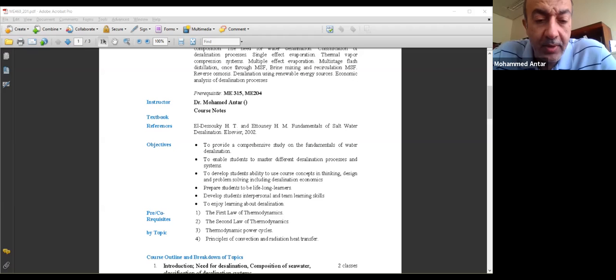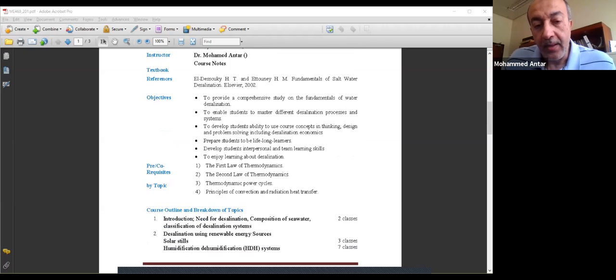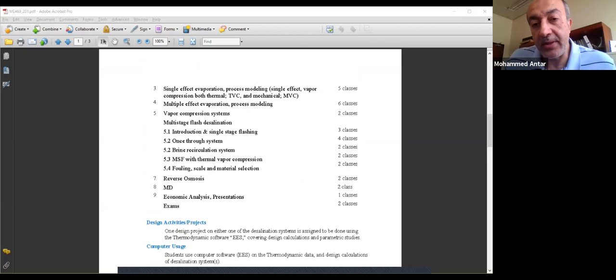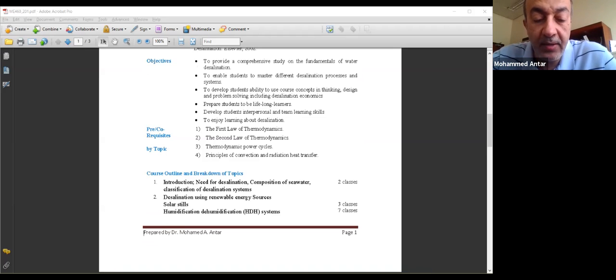And then because we are talking about energy, heat is going to be involved. So the basics of heat transfer is another thing that will be needed. The outline of the course starts with an introduction, which is what we're going through today and next class. And then we're going to talk about desalination using renewable energy sources, solar stills, the very old technology for desalinating water.